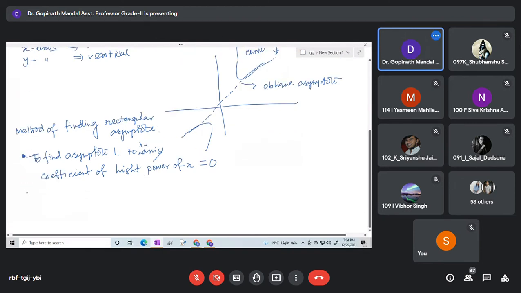Similarly, the coefficient of the highest power of y equal to 0 gives us the asymptote parallel to y-axis. Parallel to y-axis, we get it by making the coefficient of the highest power of y equal to 0. Now, example.